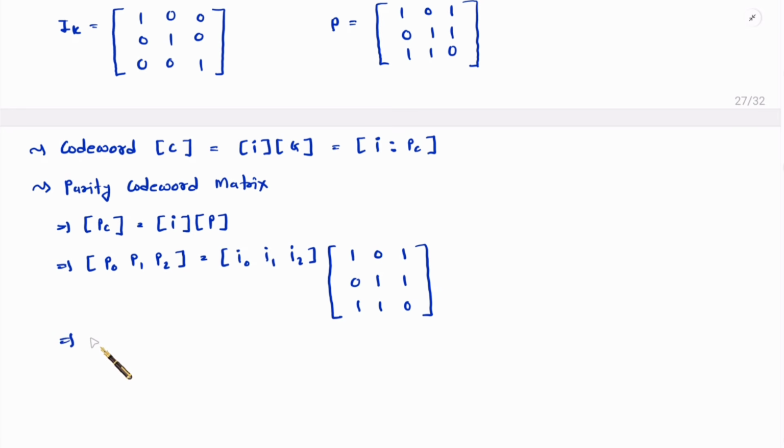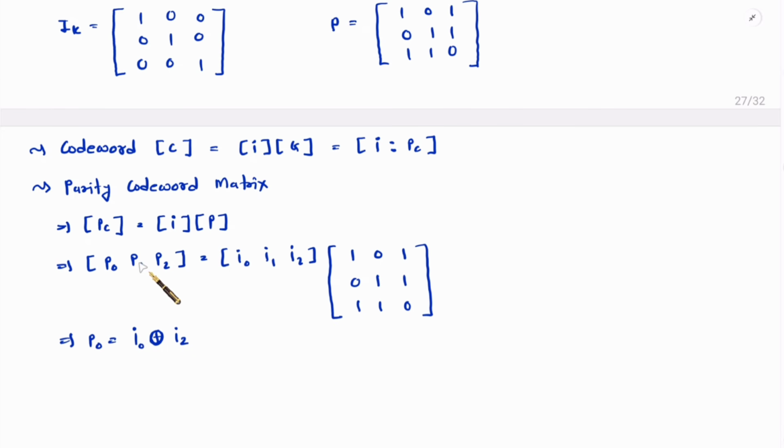See, if you want to calculate P0, then you will have to multiply this row with this column. So if you multiply this row with this column, then you will have I0 into 1 plus I1 into 0 plus I2 into 1. Means we will have I0 plus I2. And remember, this is modulo 2 addition over here. So that will be an XOR operation, right?